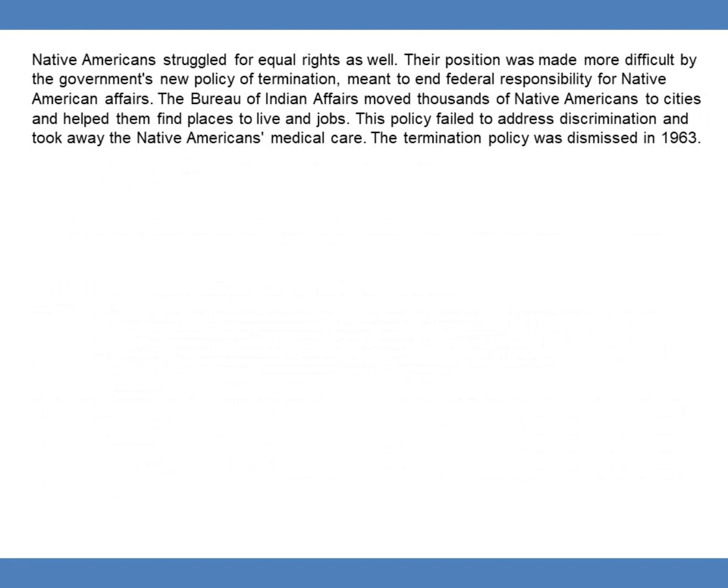Native Americans struggled for equal rights as well. Their position was made more difficult by the government's new policy of termination, meant to end federal responsibility for Native American affairs. The Bureau of Indian Affairs moved thousands of Native Americans to cities and helped them find places to live and jobs. This policy failed to address discrimination and took away the Native Americans' medical care. The termination policy was dismissed in 1963.